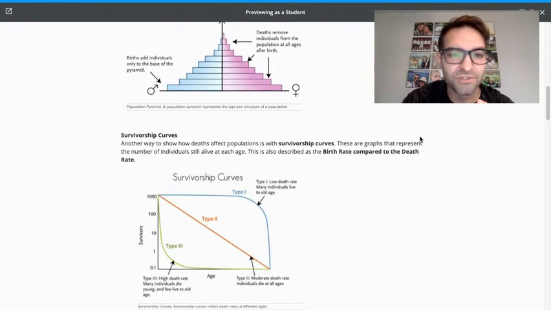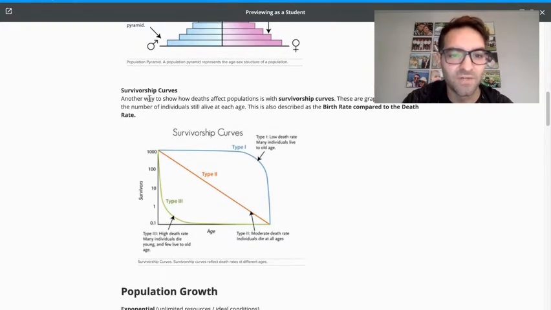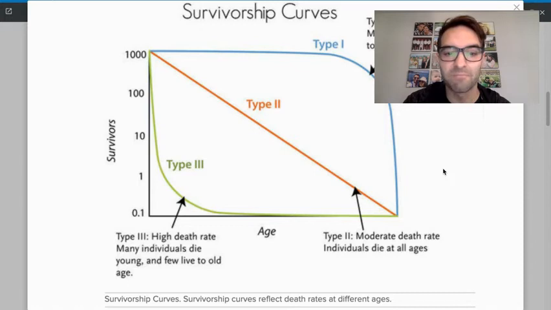And that brings us to survivorship curves. So really, another way to look at population and population change and so forth is what are the curves for survivorship, and really this is a comparison of the birth rate compared to the death rate. And so you're going to see really three patterns. And so we have type 1 here, where you have a very low death rate and high survivorship. So a lot of the individuals survive until they get to old age, and then they die.